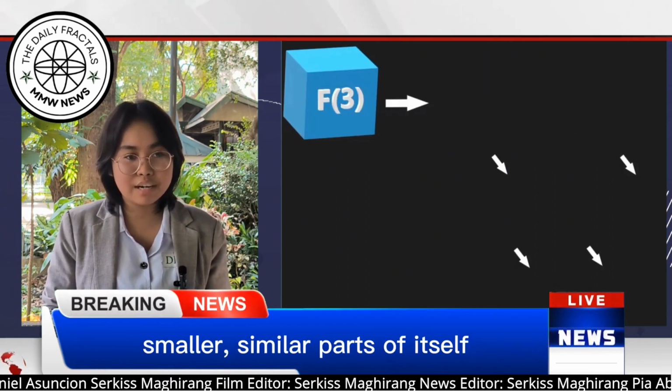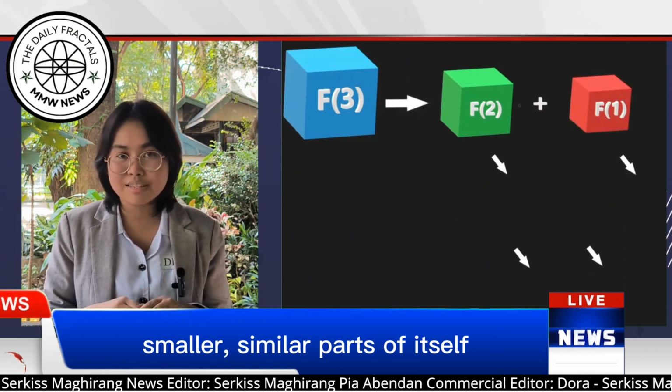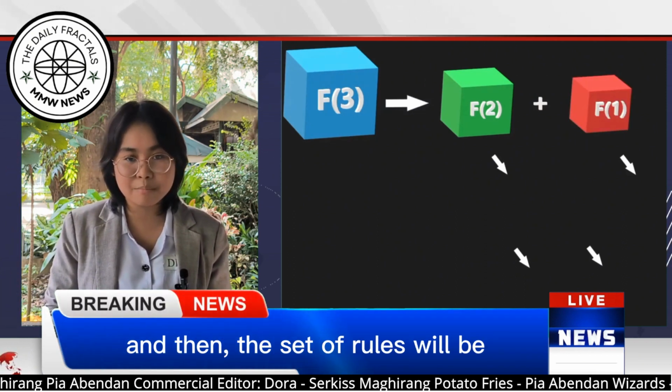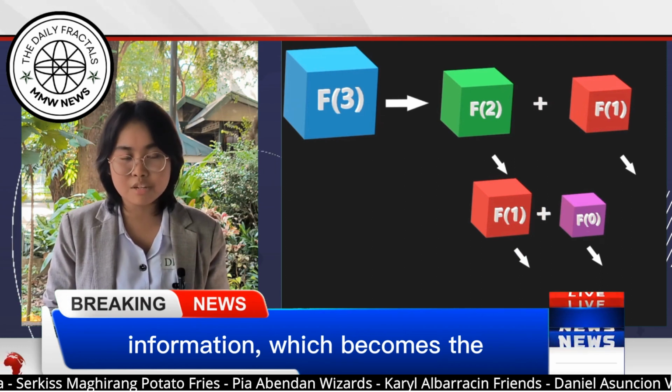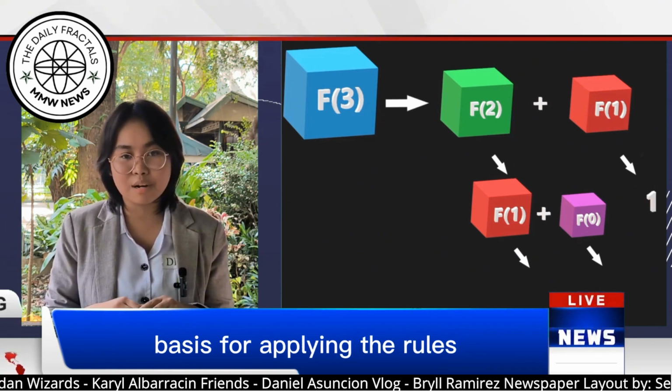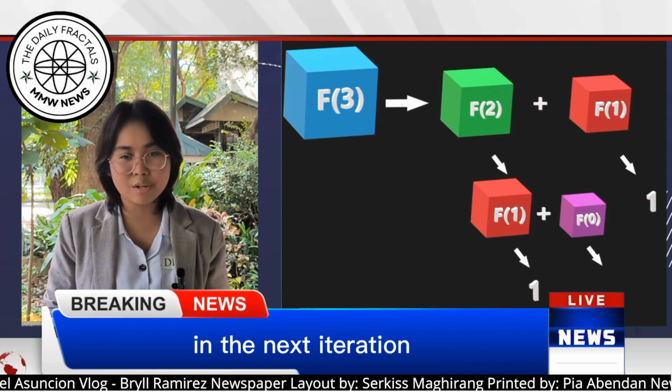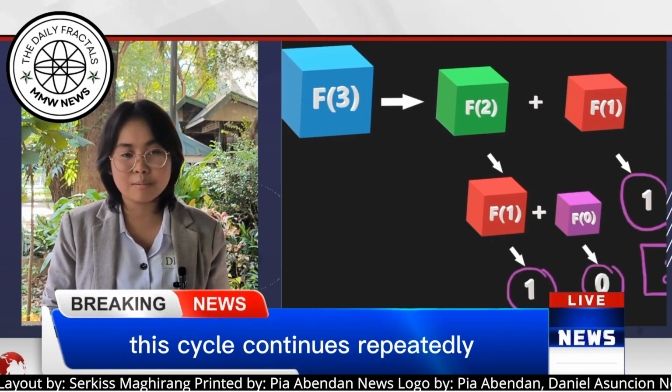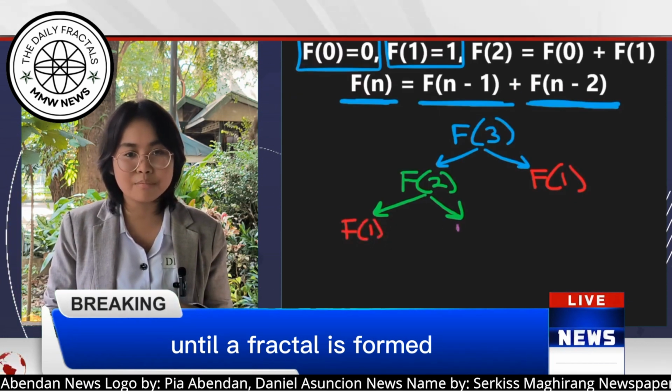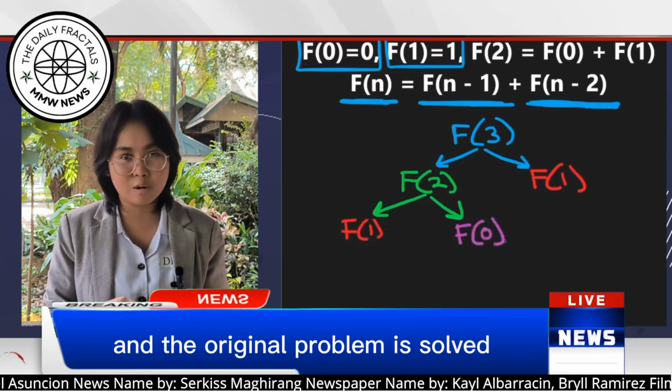The problem will be divided into smaller similar parts of itself, and then the set of rules will be applied to derive the next set of information, which becomes the basis for applying the rules in the next iteration. This cycle continues repeatedly until a fractal is formed and the original problem is solved.